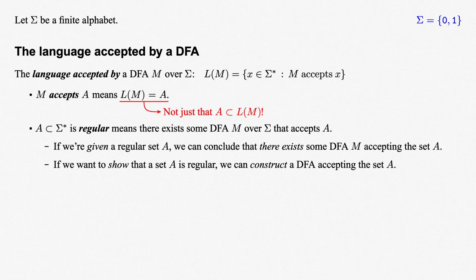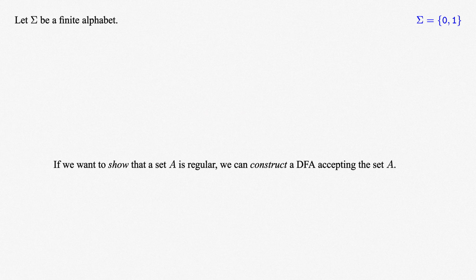On the flip side, if we want to show that a set A is regular, we can construct a DFA accepting the set A. Regular sets will be a significant topic in this course, so let's start with some simple examples of regular sets. At this point, our only means for proving that a set is regular is to construct a DFA that accepts it. Let's use this to give our first few examples of regular sets.